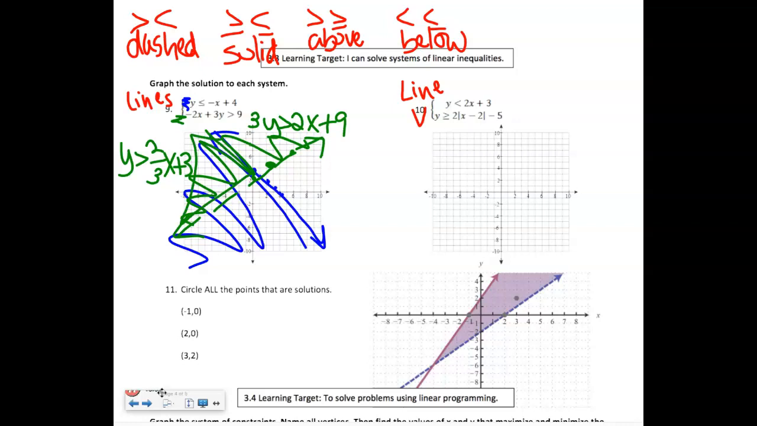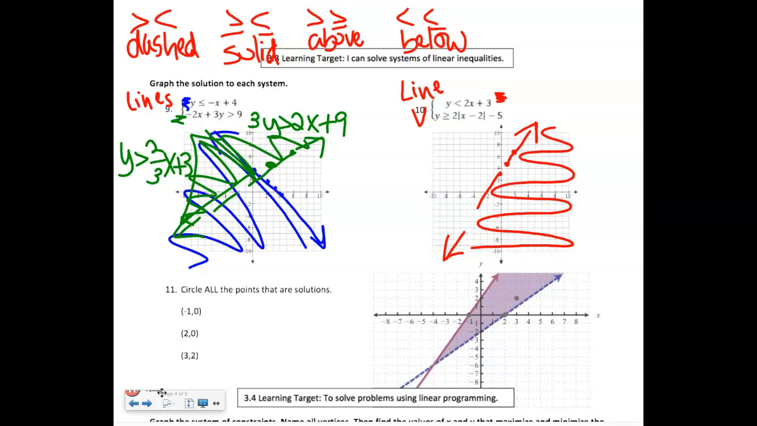Okay. All right, our next one, we've set it as a line. It's in y equals mx plus b, so it's ready to go. So I'm going to start at 3, and I'm going to go up 2 over 1, up 2 over 1. This one is a dashed line, and it's telling me to shade below.